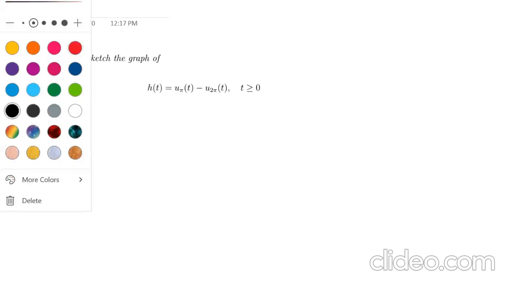Now, let's see an example. Let's sketch the graph of h of t equal to u sub pi of t minus u sub 2 pi of t for t greater than or equal to 0. So first, let's write down what these functions are, so they're easier to graph.